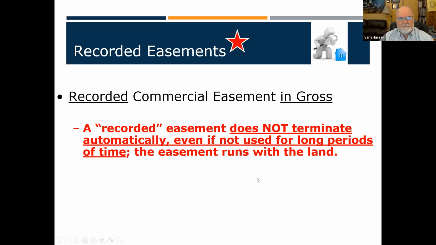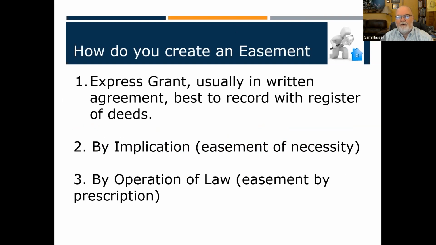And they are recorded. So how do we create this thing? Right? How do we create this monster? We can write something up, and that's the best way to do it, right? Written agreement, grants, and we're going to record it with the Registrar of Deeds. And we're going to see a little bit about the Registrar of Deeds later. We can do it by implication. Guy's got a piece of property behind the tree line, and he's got no way to get there. He's going to need it, right? Necessity. Okay. And then by operation of law, which basically says, hey, you've been using that lake for 25 years.